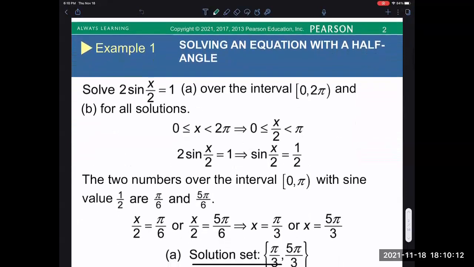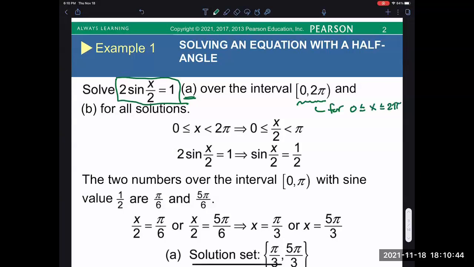In example 1, the equation we are looking at solving is 2 times sine of x over 2 equals 1. And in part A, they want us to solve this over the interval from 0 to 2 pi. And again, this is for x. So that means 0 is less than or equal to x is less than or equal to 2 pi.